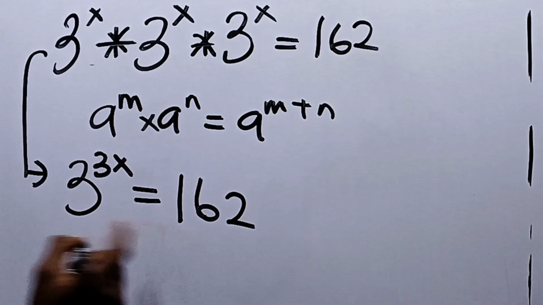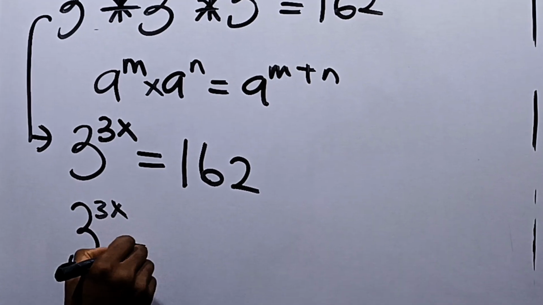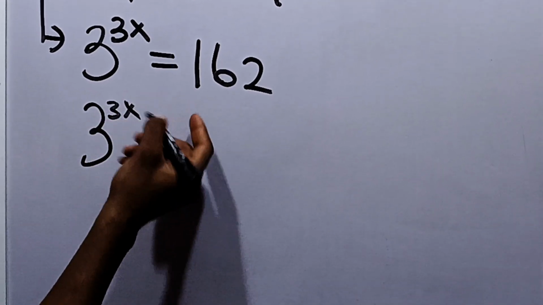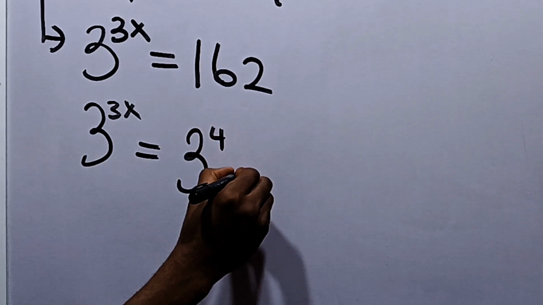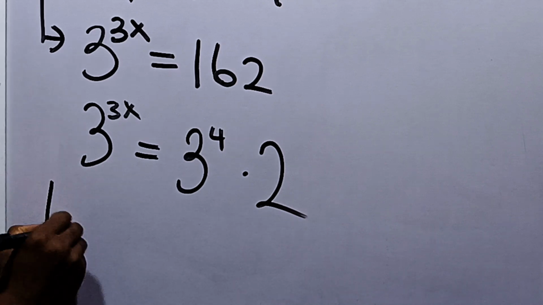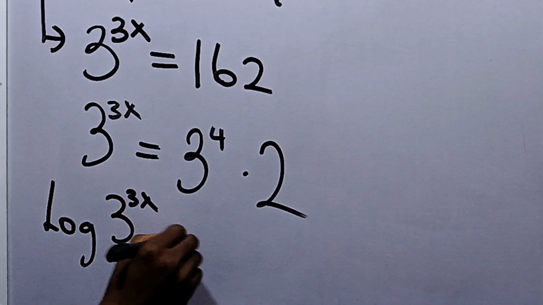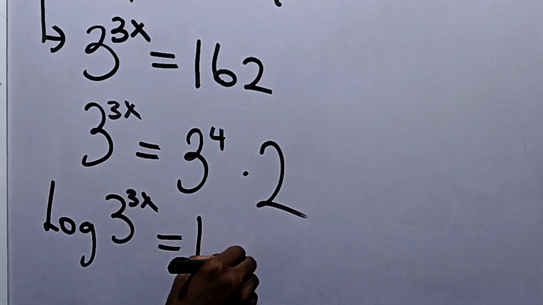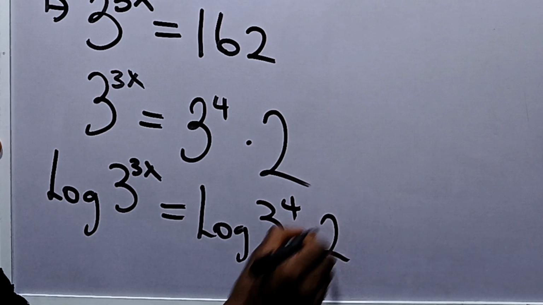On the other hand, 162 can be written as 81 times 2, which is 3 raised to power 4 multiplied by 2, and this is 162. Now let's take the logarithm of both sides. So we take the logarithm of 3 raised to power 3x, and this becomes equal to the logarithm of 3 raised to power 4 multiplied by 2.